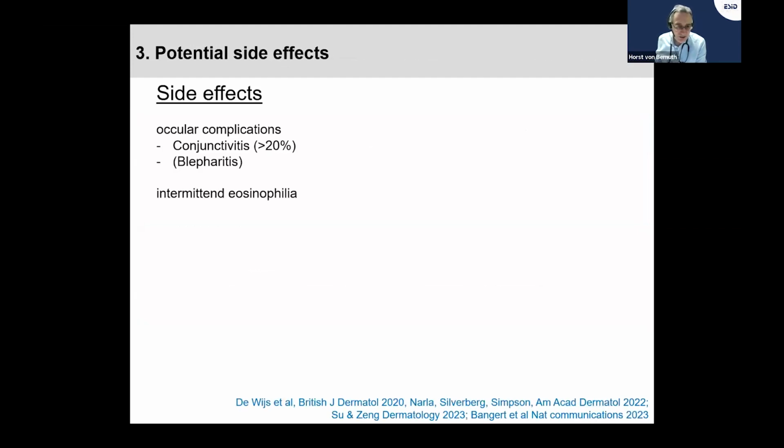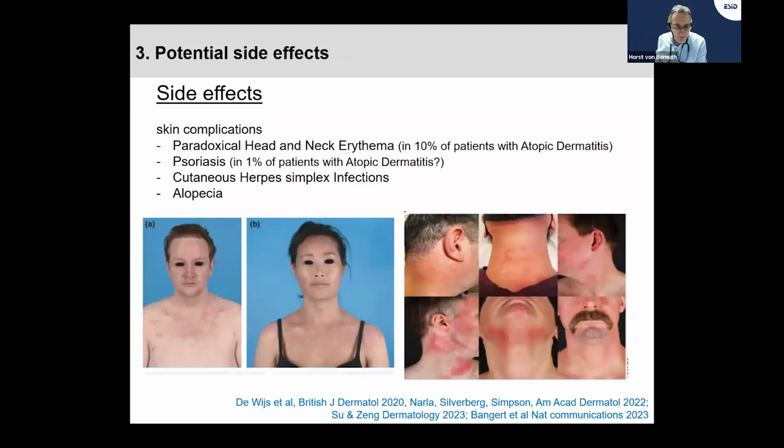Okay, what are the potential side effects? The most reported side effect of dupilumab is conjunctivitis. That was something we observed, and we have now been treating basically all our patients with hyper IgE, almost a dozen patients, with dupilumab, and in some of them we observe conjunctivitis. Intermittent eosinophilia, which is just a lab phenomenon and not a bad thing.